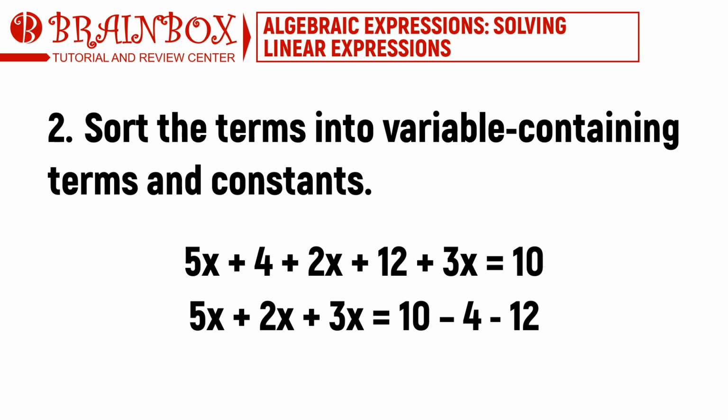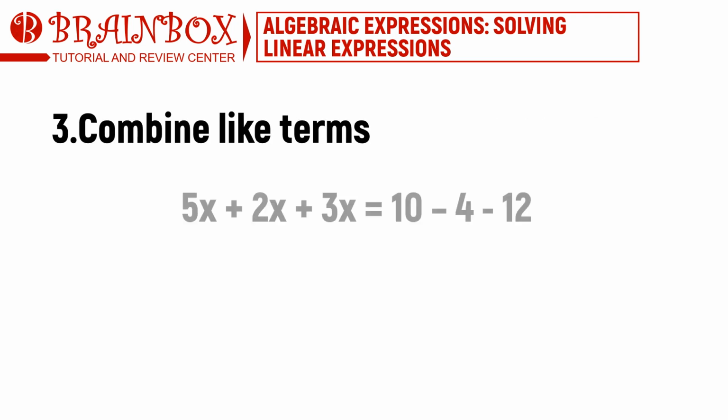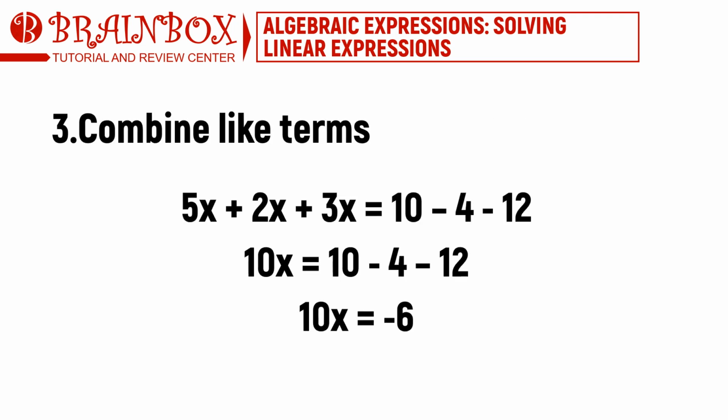Having successfully sorted the expression, we can move on to the next step: combine like terms. When we combine terms, all we are doing is integer addition or subtraction. Since we have separated the terms with variables from the constants, each side should only have one term at the end of this step. In the given example, 5x plus 2x plus 3x equals 10x. Moving on to the right side, 10 minus 4 minus 12 gives us negative 6.